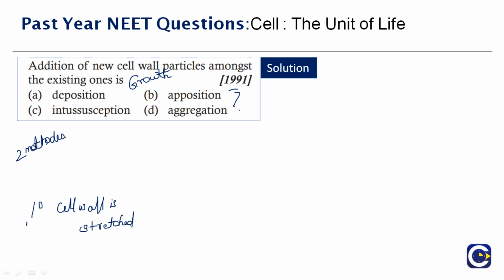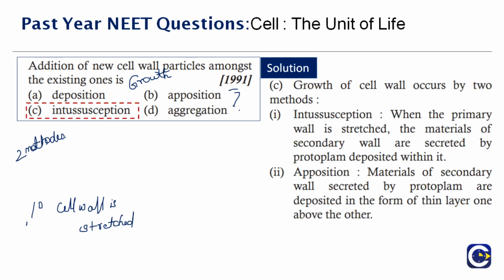So what happens here when the primary cell wall is stretched? You're adding on from the secondary part to the primary part. Now what is apposition then? Materials of the secondary wall secreted by the protoplasm are deposited in the form of thin layers, one above the layer. So apposition doesn't add on to the existing ones, while intussusception adds on to the existing ones. Therefore the correct answer is option C, intussusception. So to your right side you can see whatever I explained.